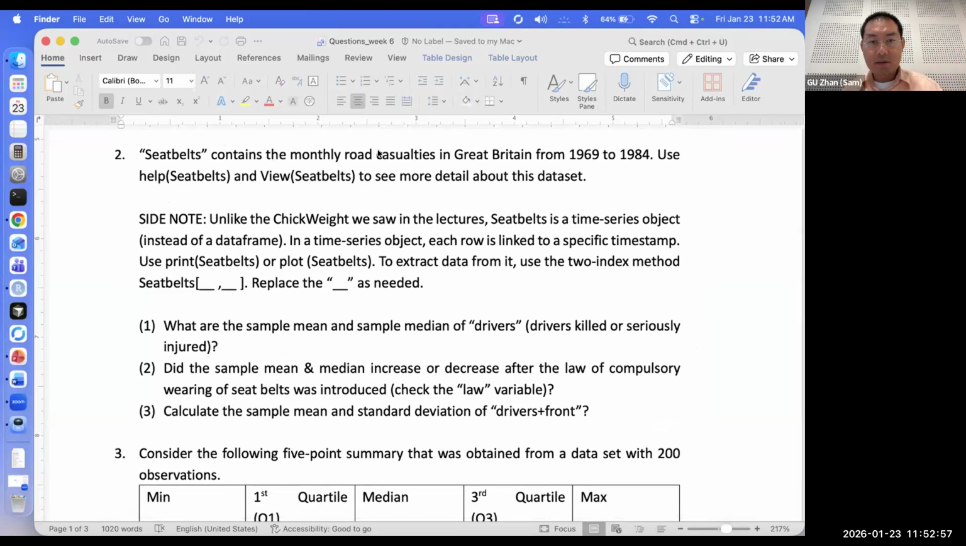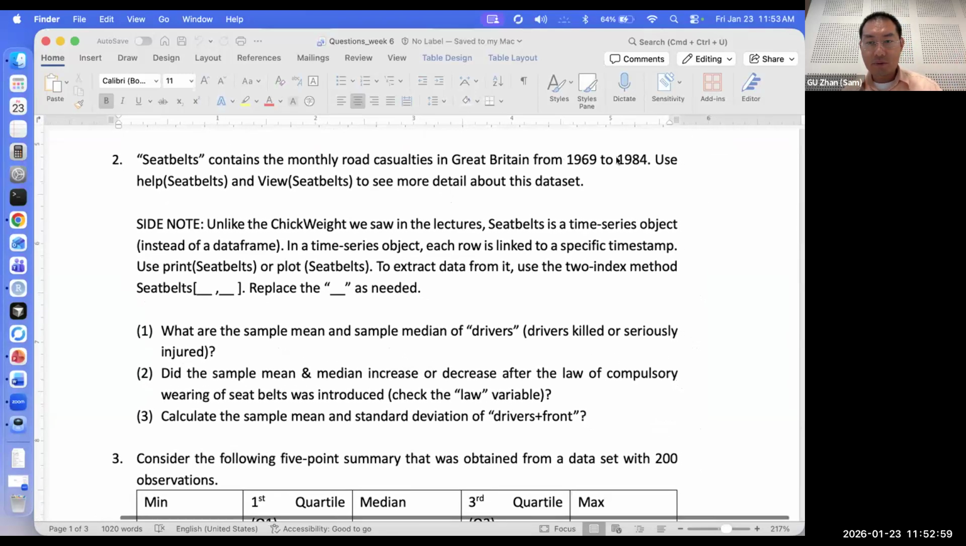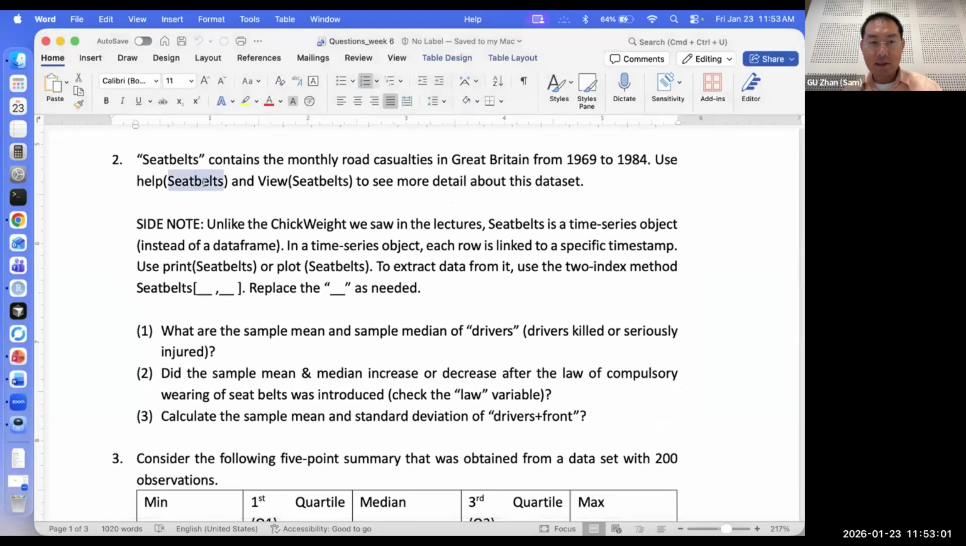Seatbelts contains the monthly road casualties in Great Britain. From this one, use help seatbelts and view seatbelts to see more detail about this data set. Note that for the chicken weight we saw, we could use something else. Seatbelts is a time series, so you have some problem and need to use another method. What are the sample mean and median of the drivers killed series? Let's look at that.